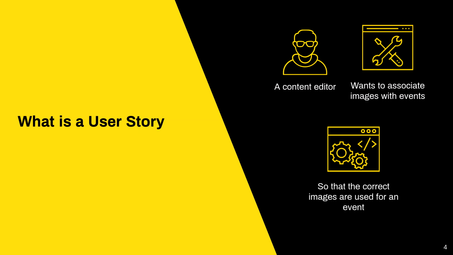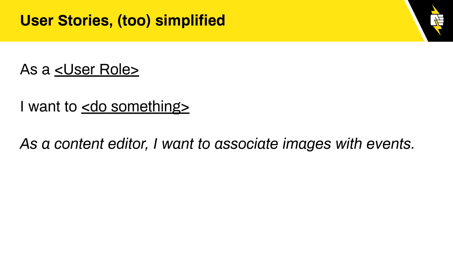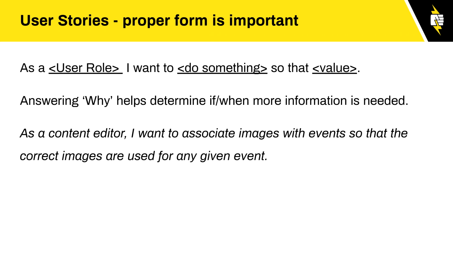So, what is a user story? We have things like, a content editor wants to associate images with events so that the correct images are used for an event. We've seen this flow before, right? As a user role, I want to do something. As a content editor, I want to associate images with events. This is an incredibly simplified user story. And this is often what you get when your team is really excited and just wants to go and do. And sadly, it's not something you can actually deliver on, accurately at least.